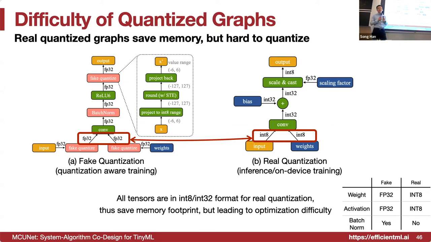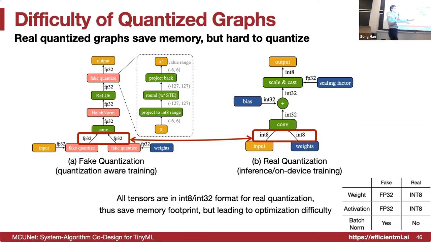So real quantization happens in edge devices, okay, where all the tensors are in either int8 for weight and activation or int32 for the bias and accumulator in real quantization. It saves the memory footprint, but leads to optimization typically, where all the computation graph happens in int8, right? So the convolution will have two inputs, and the output is accumulated in int32. The bias is int32, with the scaling, and we can cast it back to int8. And the scaling factor is FP32, as we learned in the quantization lecture in the beginning of this course, right? So this is what is actually being deployed on your phone, on Raspberry Pi, on the edge device. So this quantization aware training still happens on the GPU in order to fine tune a graph that is supposed to be deployed on the edge device.